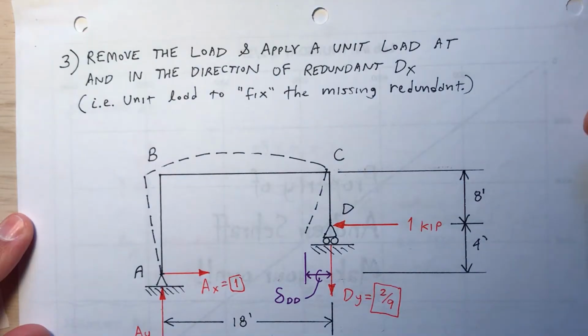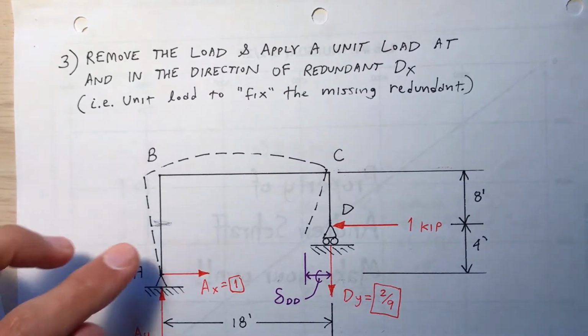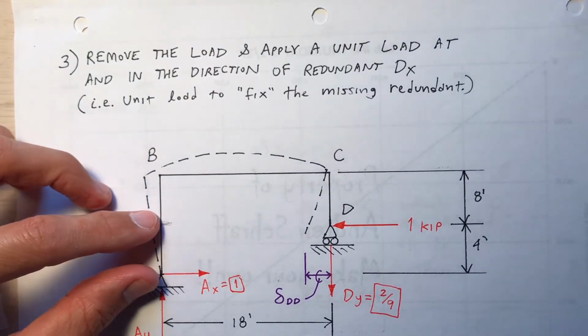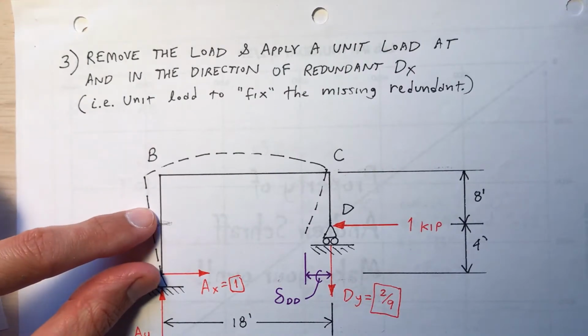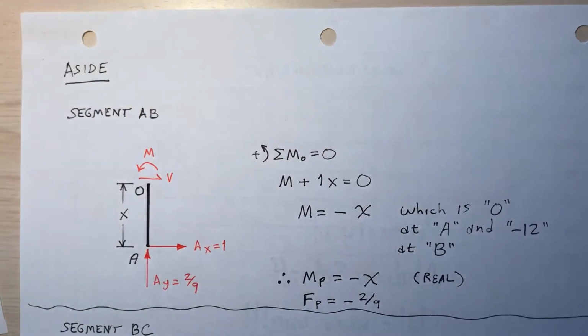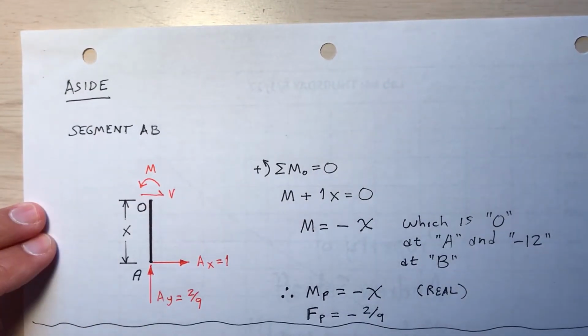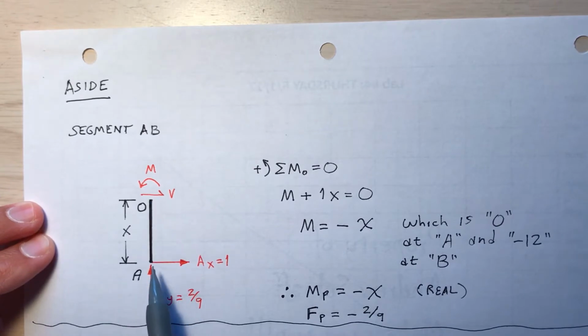Okay, so first I'm going to analyze this as the P system or the real system. First segment AB. Imagine taking a cut here, very lightly I draw that. Imagine taking a cut there and analyzing the segment between my thumb and forefinger. I'm analyzing a little segment there. I cut at a distance x up from A.